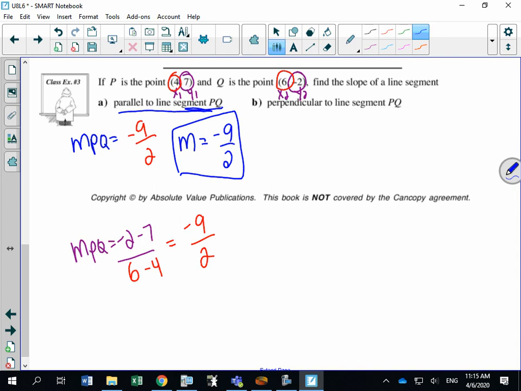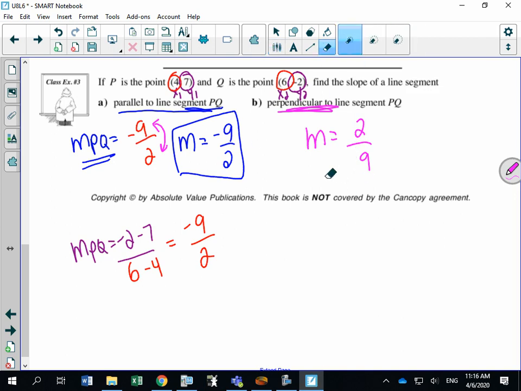Now, what's a line segment perpendicular to PQ? Perpendicular is negative inverses. I would need to take the inverse, which is 2 over negative 9. But if this was negative, this has to be positive. So I'm going to come in and erase that negative, and that would be my perpendicular slope. This would be my parallel slope, and that would be my perpendicular slope.